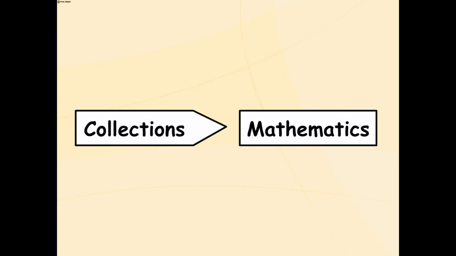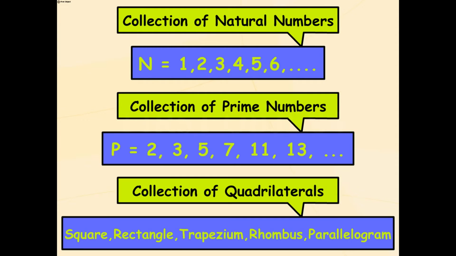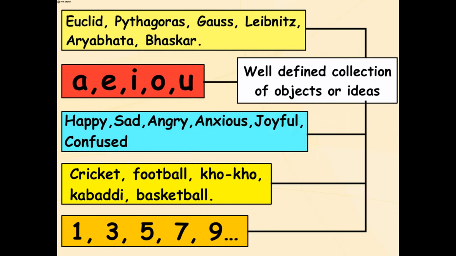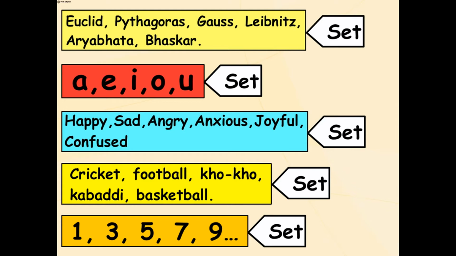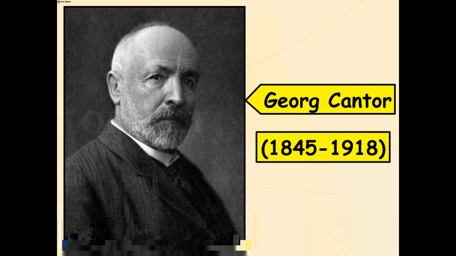We come across collections in mathematics too. For example, natural numbers, prime numbers, quadrilaterals in a plane, etc. All examples seen so far are well-defined collections of objects or ideas. A well-defined collection of objects or ideas is known as a set. Set theory is a comparatively new concept in mathematics. It was developed by George Cantor in the years 1845 to 1918.